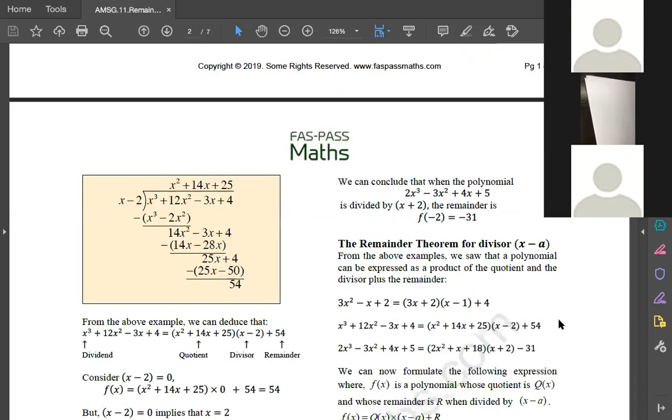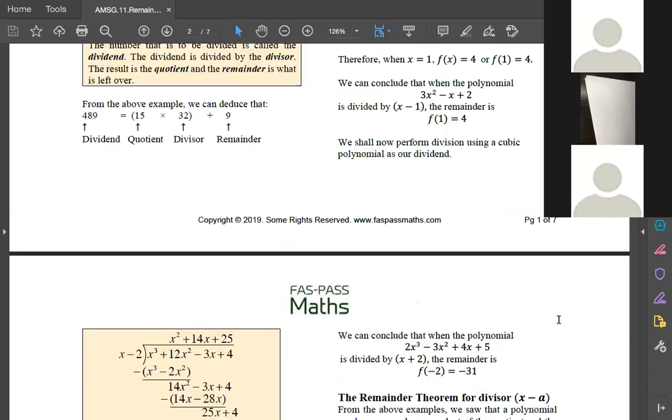Now let me get another example here, and then we find the remainder.